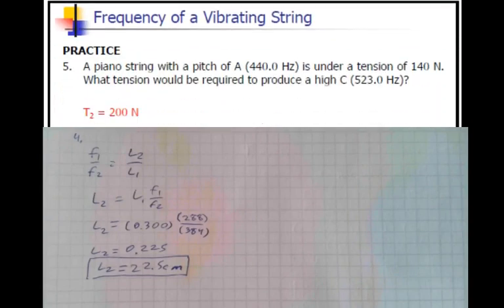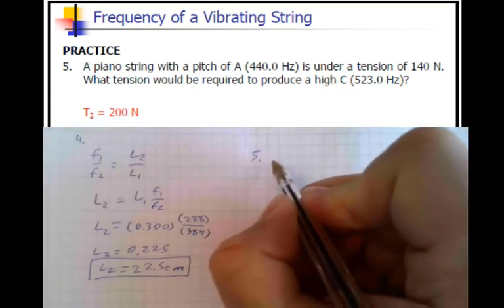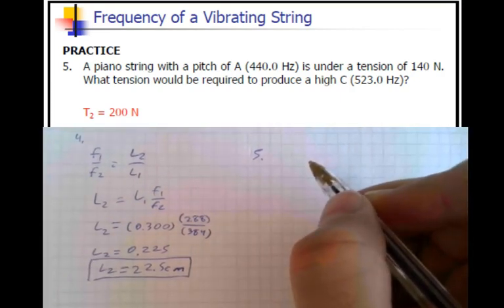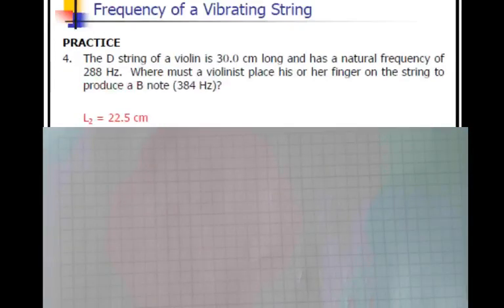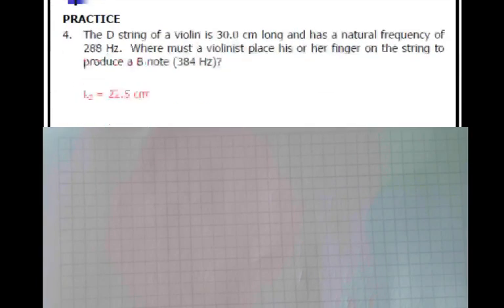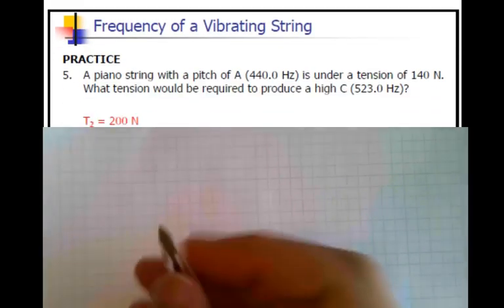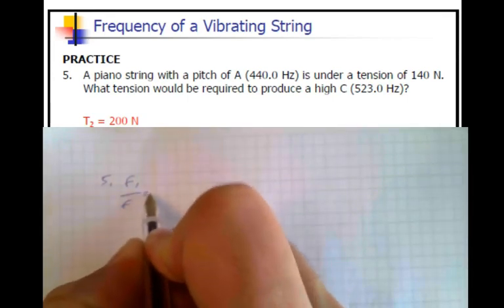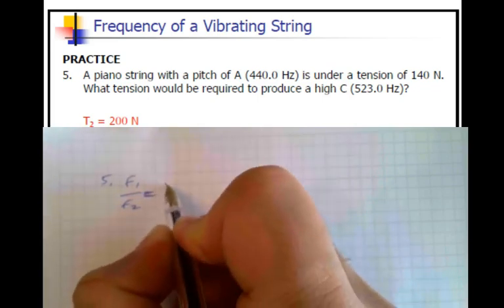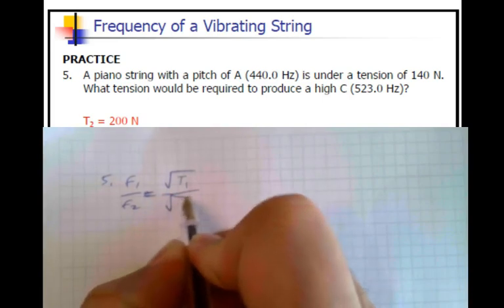Next we have a piano string with a pitch of A under a tension of 140. And we are asked what tension would be required to produce a high C. Okay, so this time we are comparing our frequency, which is F1 over F2, with our tension, which is the square root of T1 over T2. So for question 5, we have F1 over F2 equals the square root of T1 over the square root of T2.